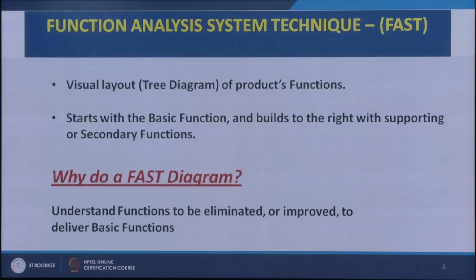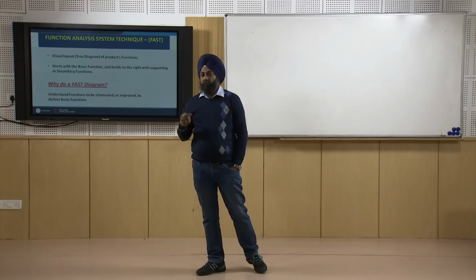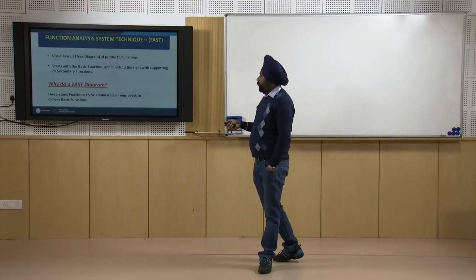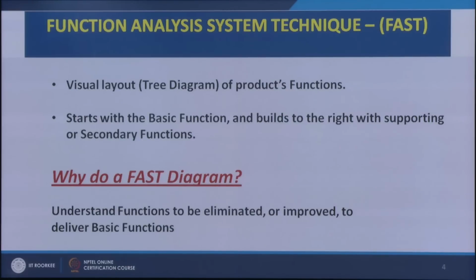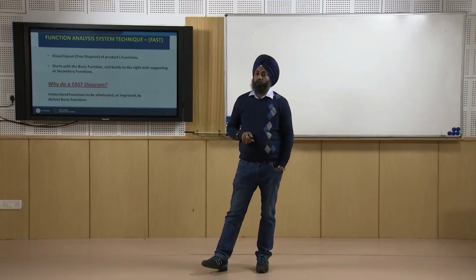So you can see the FAST diagram is a tree type diagram, a visual layout of a product's functions. We will see with the help of an example. It starts with the basic function and builds to the right with supporting or secondary functions. So it will list all the primary as well as the secondary functions. Why do a FAST diagram? Just one line answer: understand the functions to be eliminated or improved to deliver the basic function. So these are the 2 or 3 objectives for the FAST diagram.